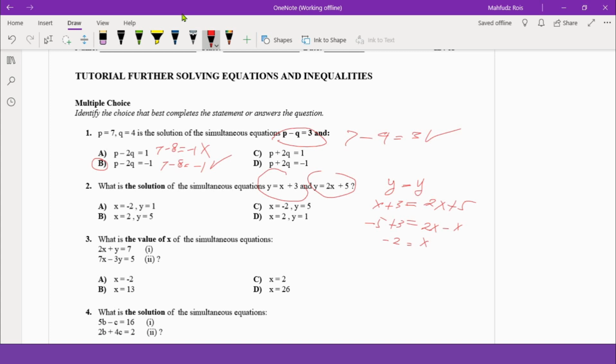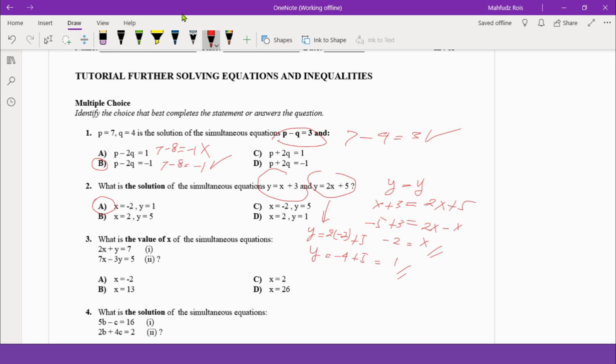To find y, it's simple. You just choose any equation. Let's say this equation. So y equals 2 times minus 2 plus 5. So here y equals minus 4 plus 5. It means y equals 1. Alright, so y is 1 and x is minus 2. So this one is B.